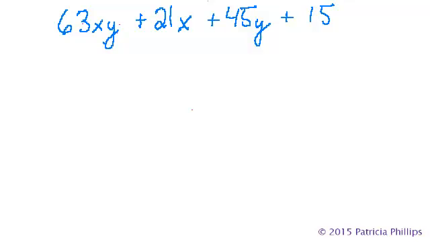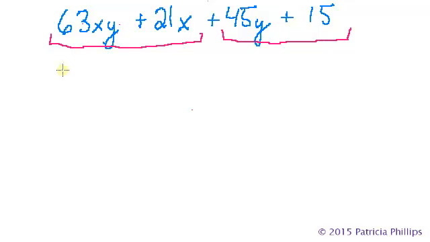Okay, we have 63xy plus 21x plus 45y plus 15. So we're going to look at this in terms of first two terms and last two terms. Are there any common factors in the first two terms?